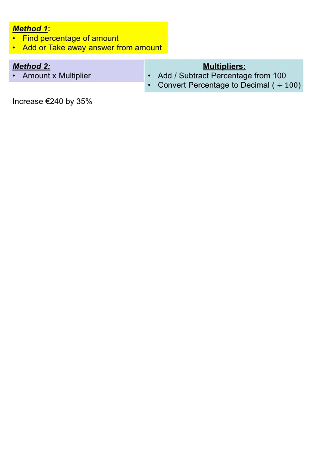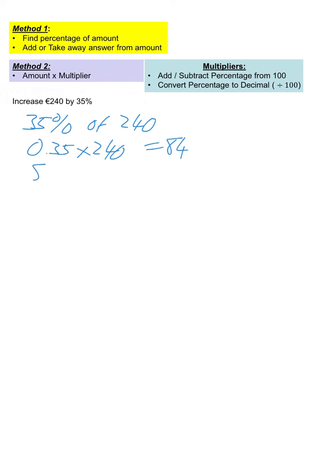So I'm going to find 35% of 240. So converting 35% to a decimal will be 0.35. Then multiply by 240, and that's going to be equal to 84. And we need to increase 240 by 35%. So now let's add that 84 to our original, and that is 324.